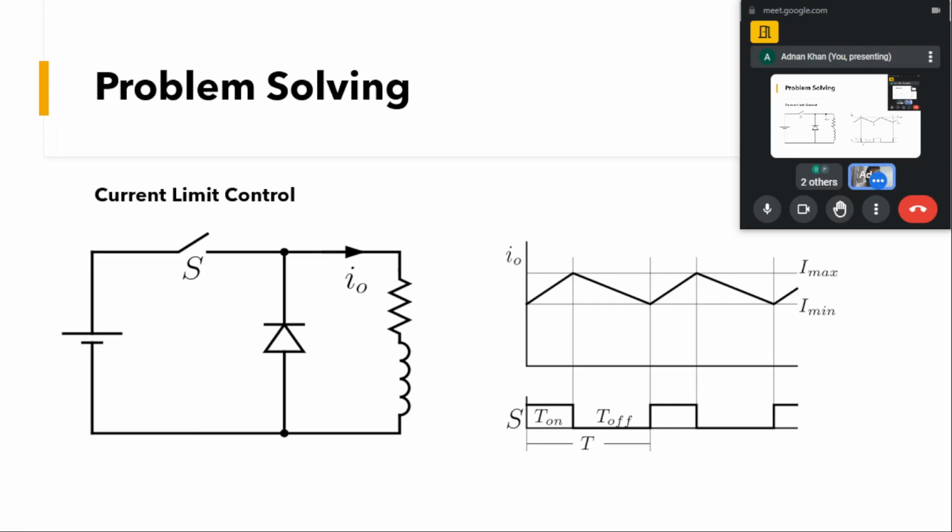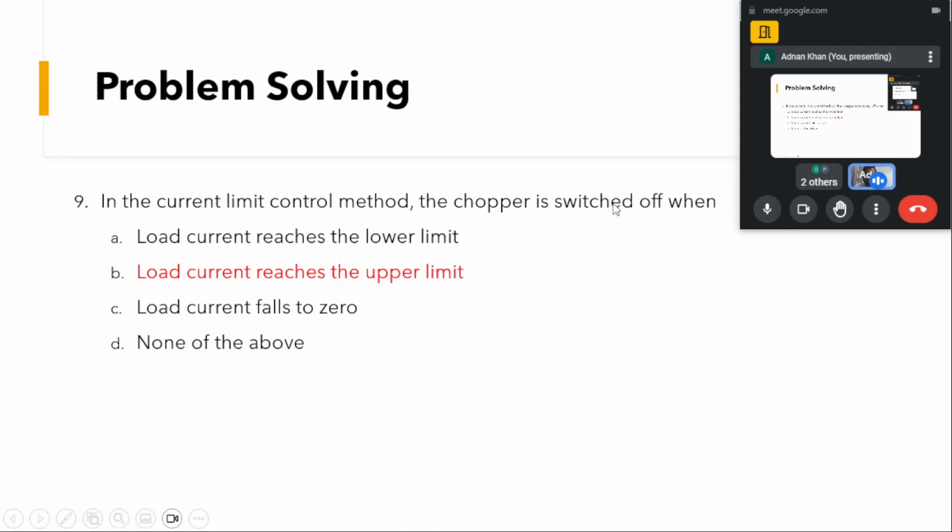So for what our question asked, when the chopper is turned off, this means the load current reaches the upper limit. At that moment we turn off this switch or device. That was question number 9.